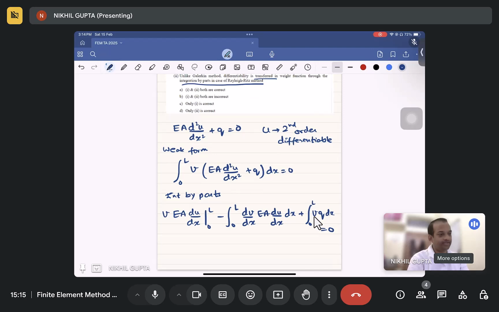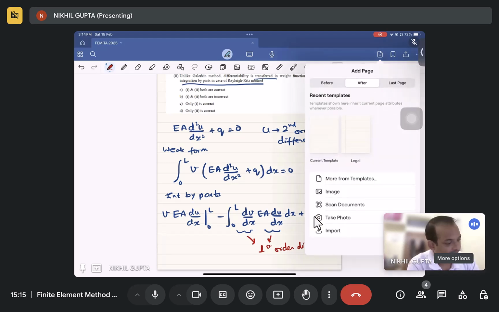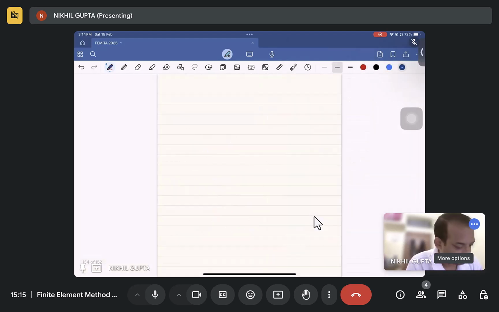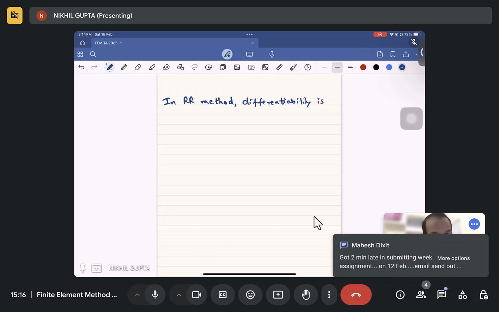Now what you observe here is that this v and this u have first order differentials. So what we observe, we can write it as: in the Rayleigh-Ritz method, differentiability is transferred.